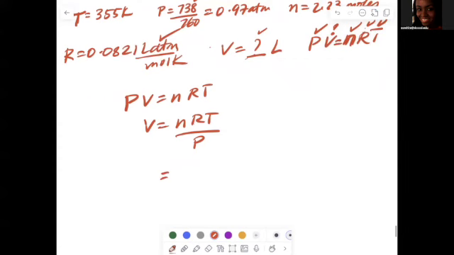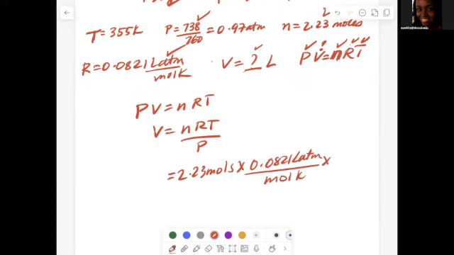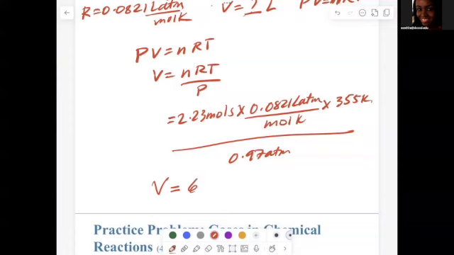So n is what? 2.23 moles times R, 0.0821 liters times atmospheres over mole times K, times T, 355 K, over P, 0.97 atm. 2.23 times 0.0821 times 355 divided by 0.97. Because of the way I rounded up, I get 67 liters.